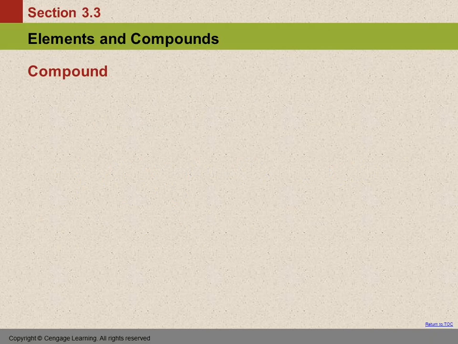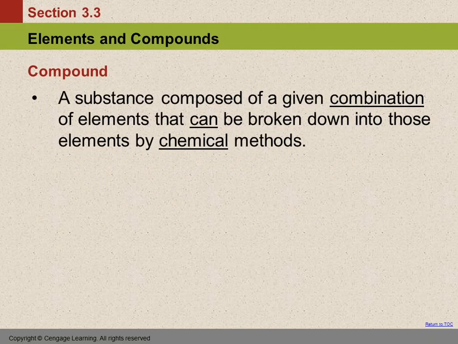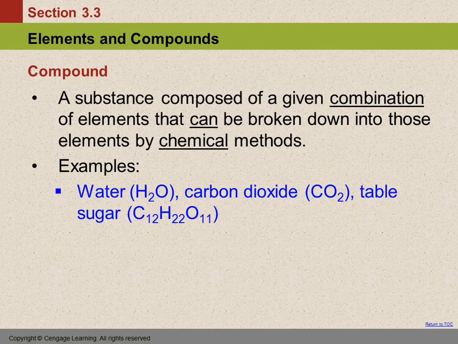So there's elements, and another group is a compound. Compounds have a particular combination of elements. Compounds can be broken down into those elements by chemical methods. So in terms of Legos, a compound is some little structure that you built out of the individual bricks. It can be taken apart. It's put together in a particular way, but it can be taken apart into elements. So compounds are combinations of elements. Examples of compounds are water, carbon dioxide, table sugar.